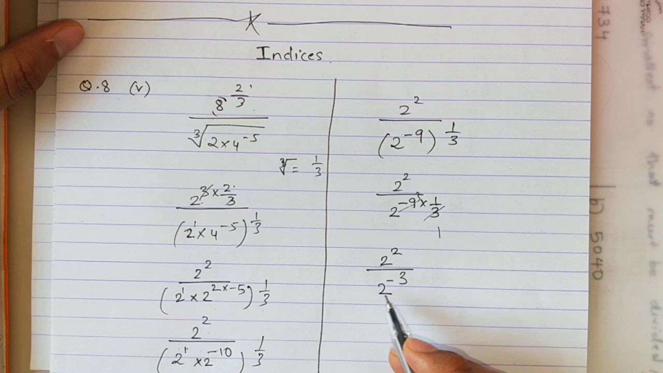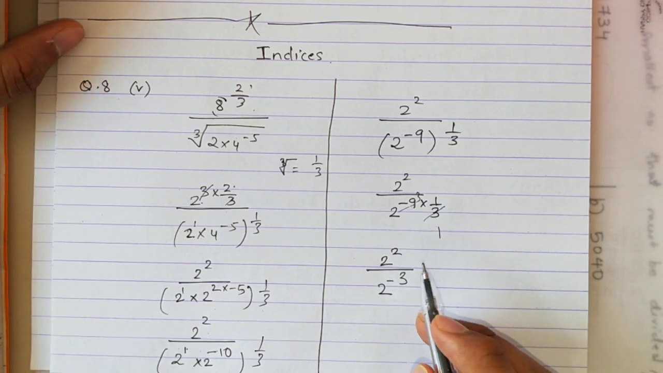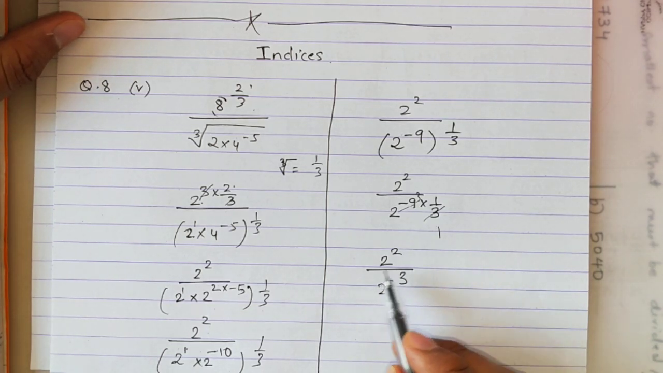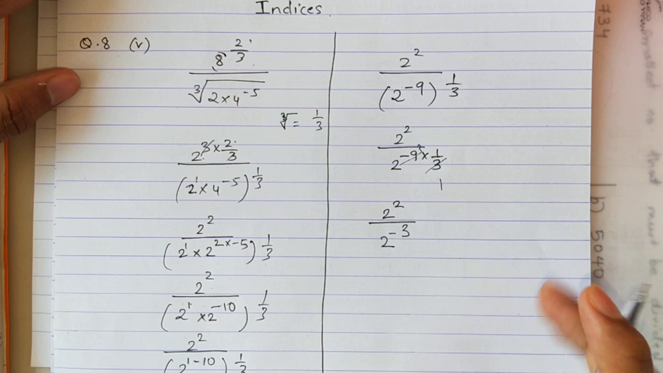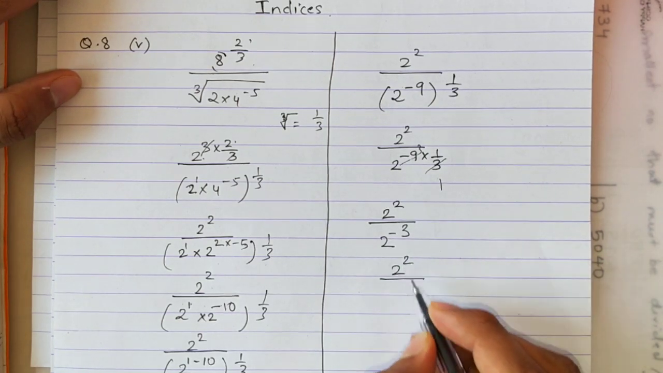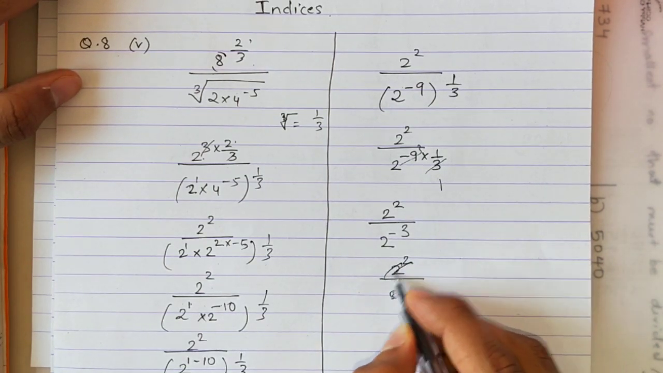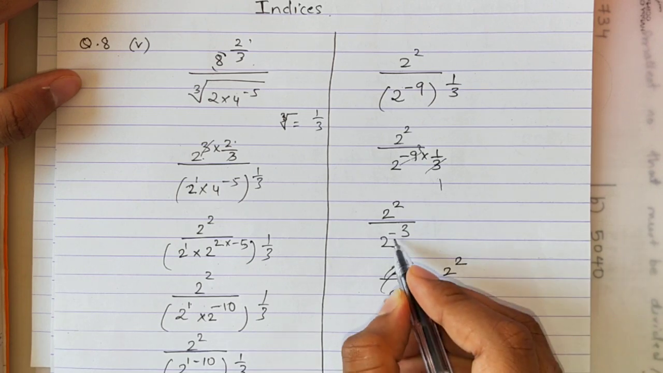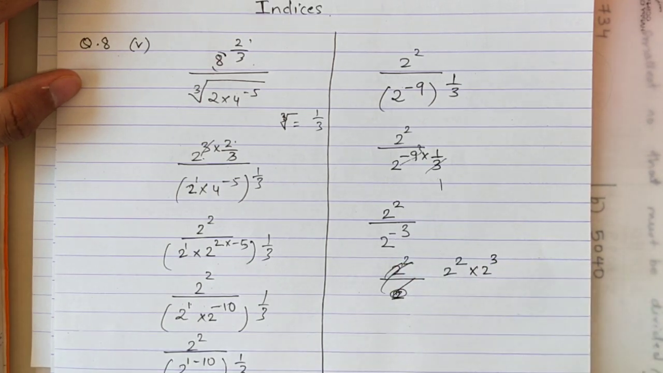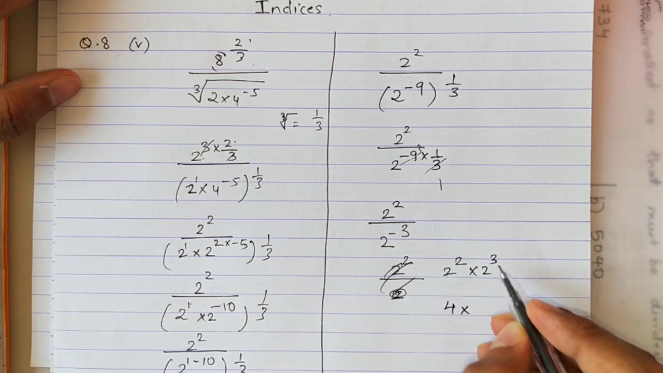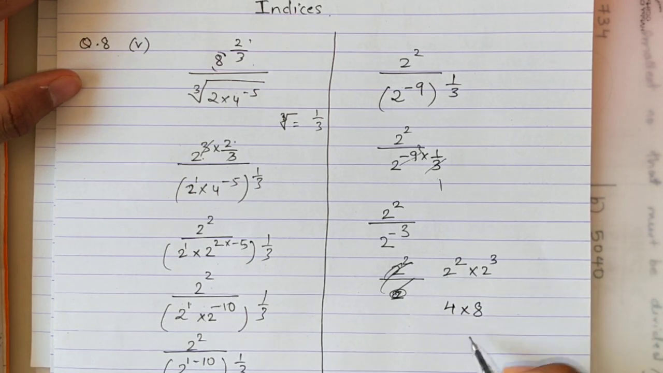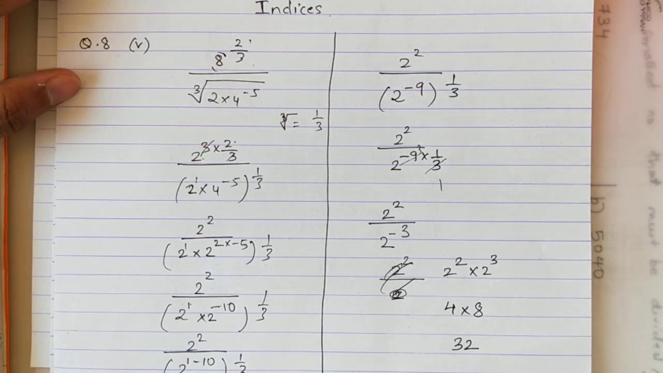Now this 2 raised to minus 3 when it comes in the numerator will become 2 raised to plus 3, because when the number shifts from numerator to denominator or denominator to numerator, the sign of the power changes. So this will become 2 raised to 2 into 2 raised to plus 3. So 2 raised to 2 is 4, 2 raised to 3 is 8, 8 4s are 32.